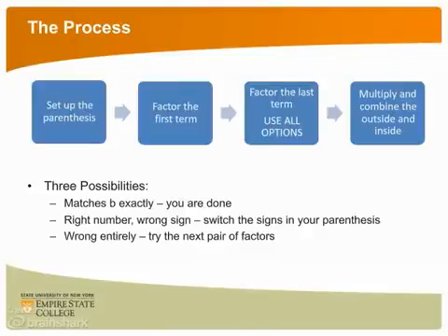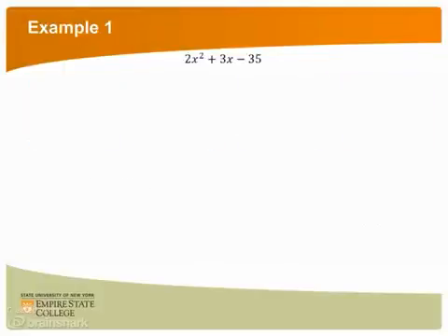If our result matches the b exactly, then we are done, and we can write our final answer. If the number is correct, but the sign of the number is wrong, then we switch the signs inside our parentheses. If the number is completely wrong, then we can cross off that pair of factors and try something else. Some examples should illuminate. For example, suppose we want to factor 2x squared plus 3x minus 35.